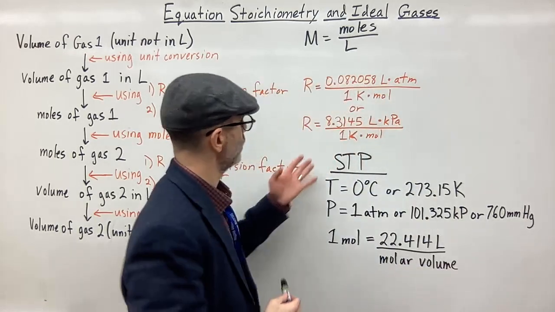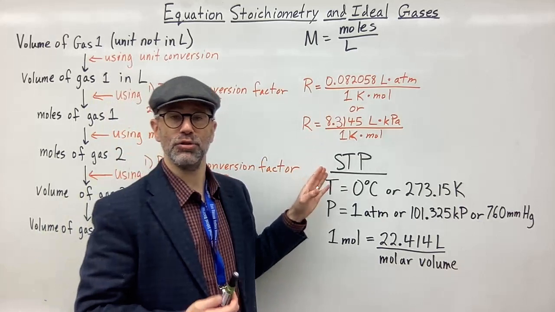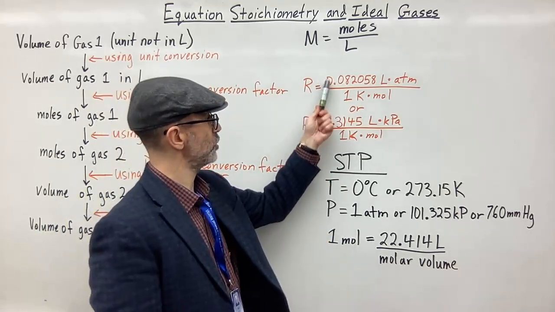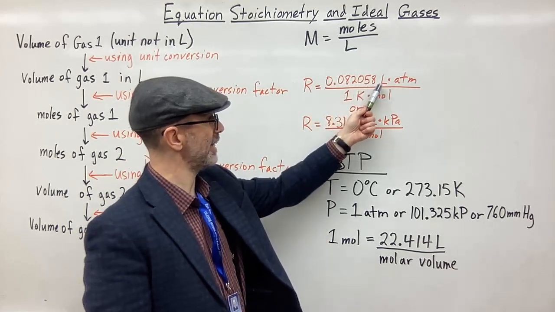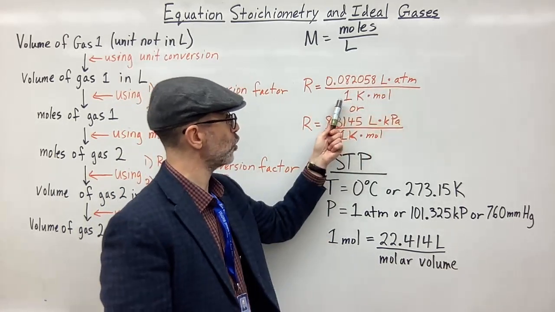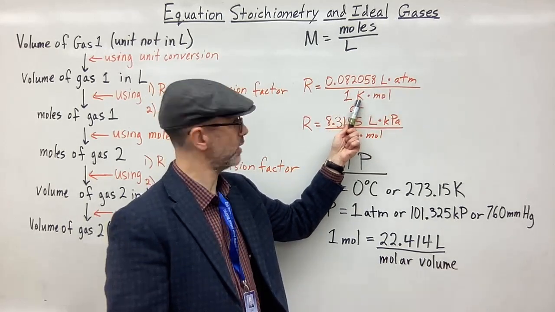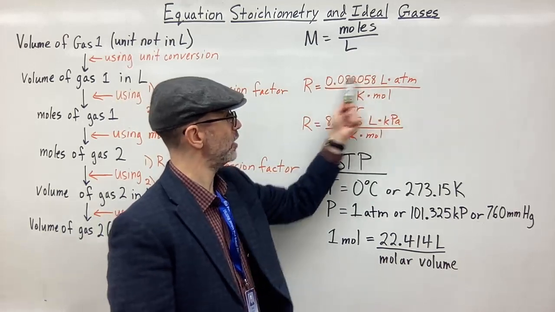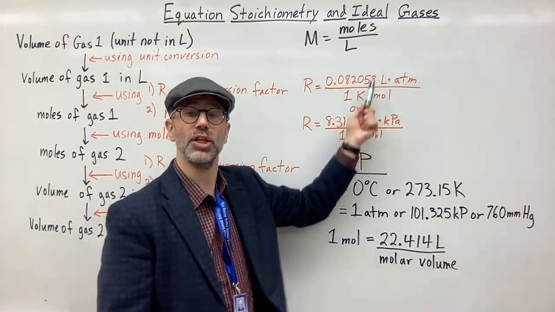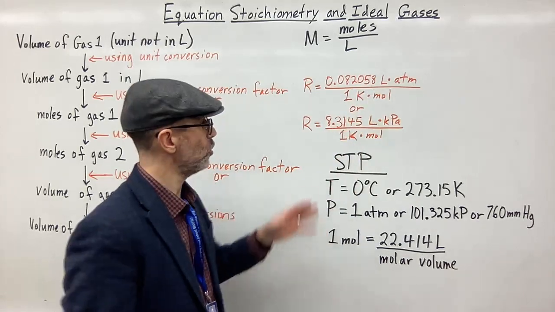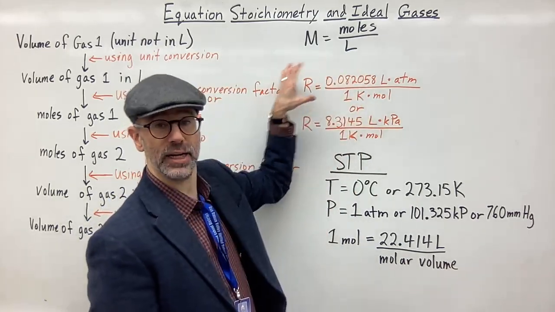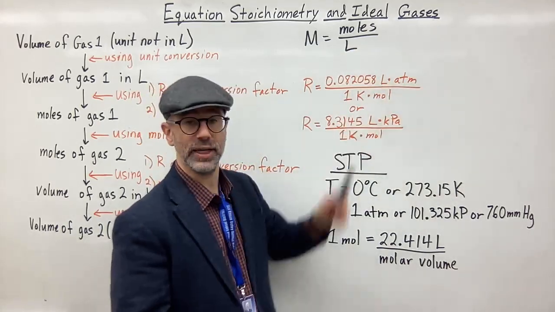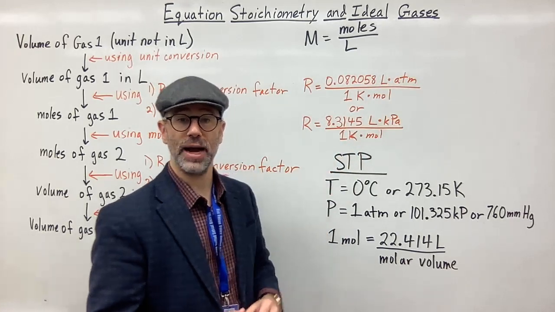So let me remind you about the R constant. There are two values for the R constant based on the units. You could use R is equal to 0.082058 liters atmospheres over 1 K for Kelvin mole, right? So you can see that I have a numerator and denominator, so I can use this as a conversion factor. I can plug this into my conversion factor process, and I can cancel out units as I add more conversion factors.